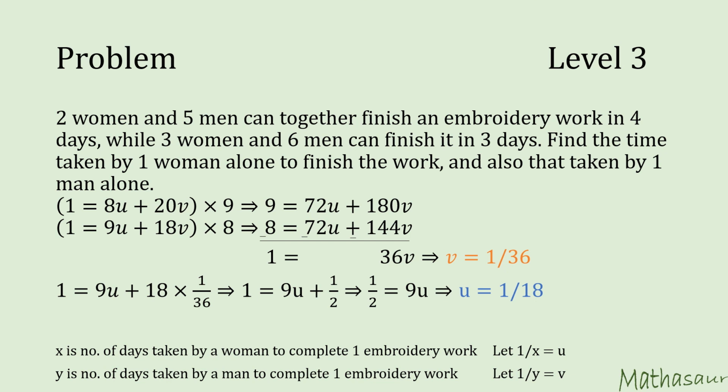But we had to find x and y. So let us write v equals 1 upon y and u equals 1 by x. We get y as 36 days and x as 18 days.